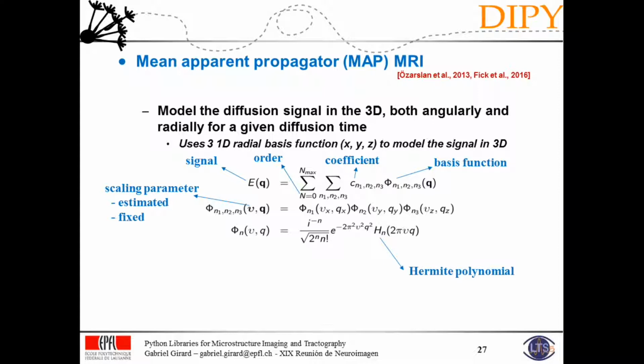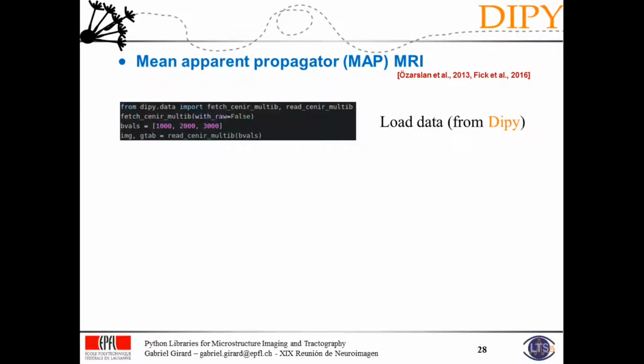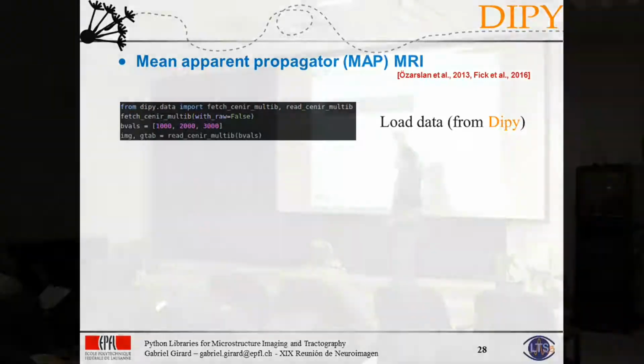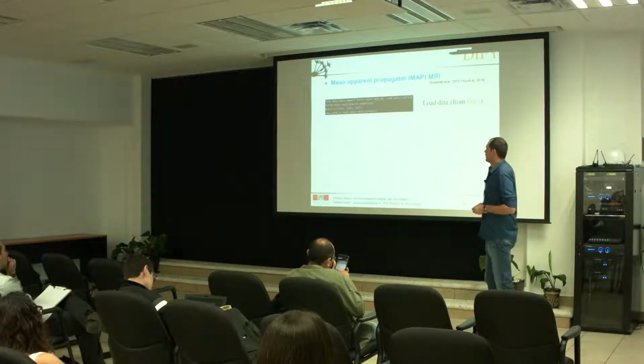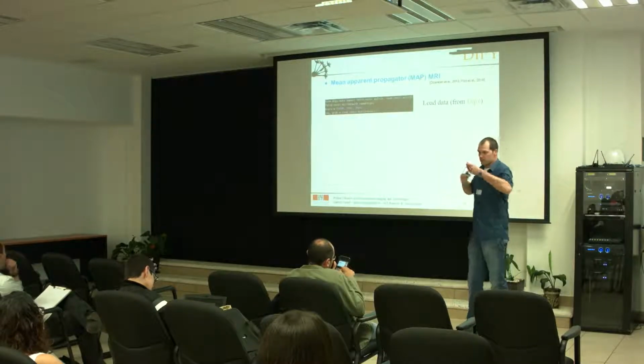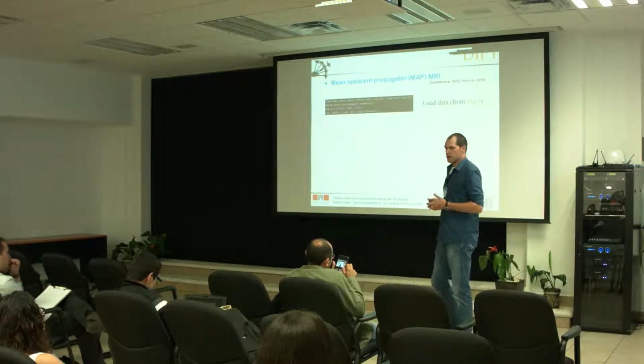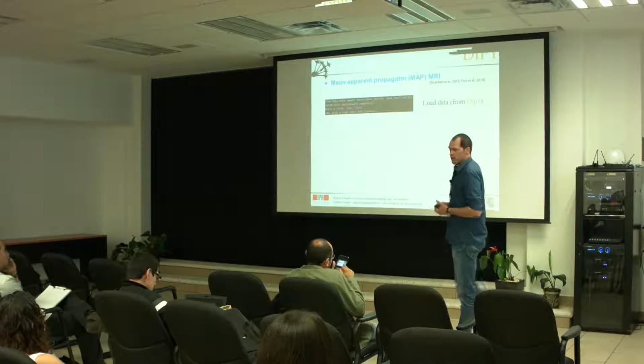And once you fit this function, you can resample at any point in the Q space with that fitted basis. So in DIPY, again, it's the same as the tensor or the CSD. You need to get your data. You need multi-shell data or DSI data. You need points that are spread a bit in the Q space. Otherwise, your basis function won't represent the data well.